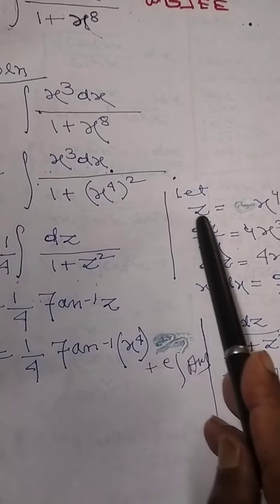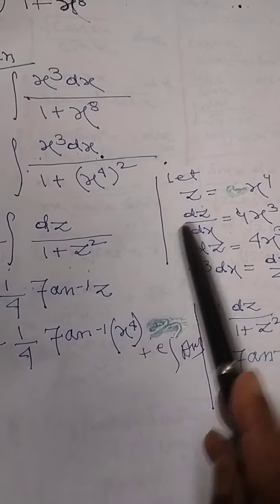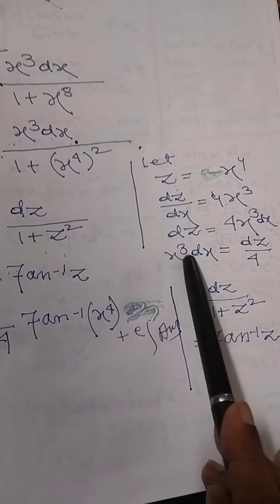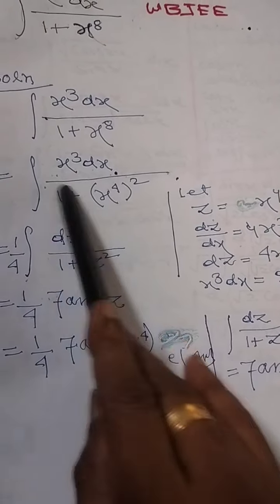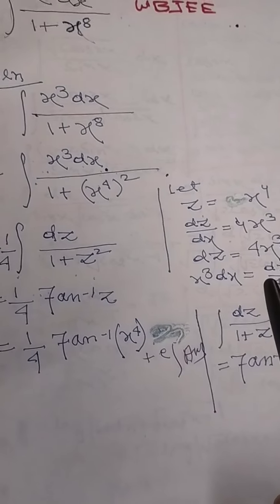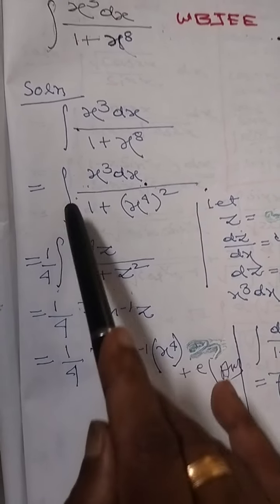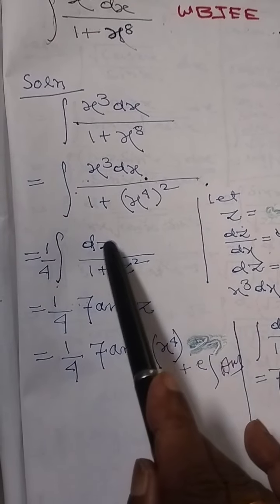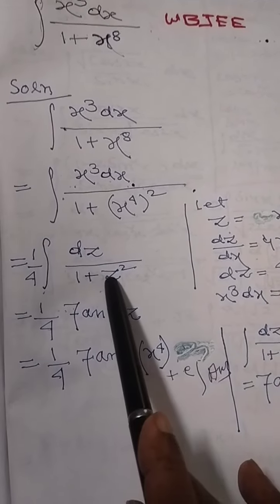Now let z equal to x to the power 4, so differentiate, we get dz equal to 4x cube dx, so x cube dx equal to dz by 4. Now instead of x cube dx we write dz by 4. So integration sign, so here dz and x to the power 4 equal to z, so it will be z square.